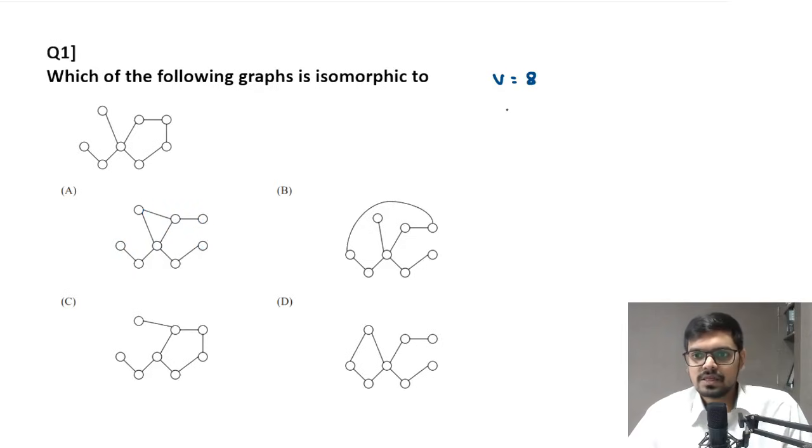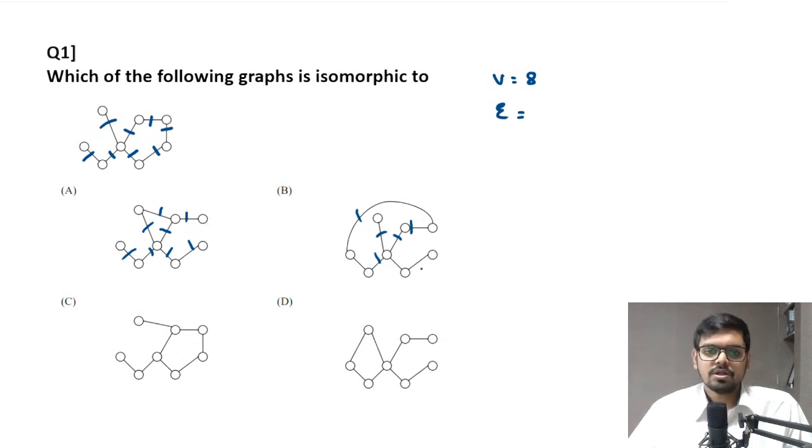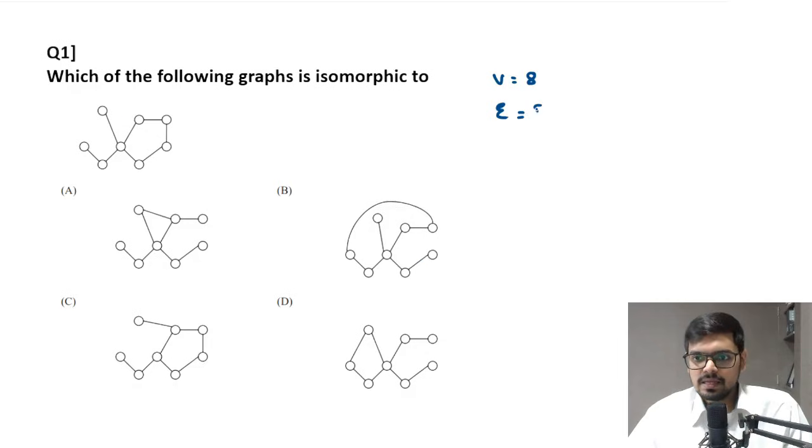Then you checked for the edges. What are the edges? 1 2 3 4 5 6 7 8. If you check all the options, C and D also, what are you getting? Edges are 8.